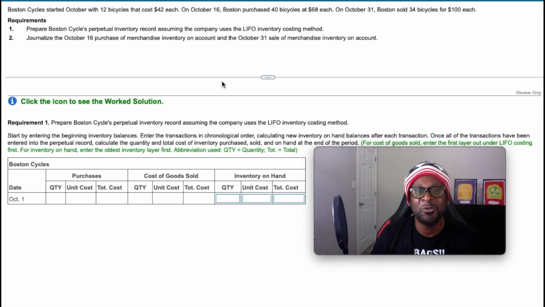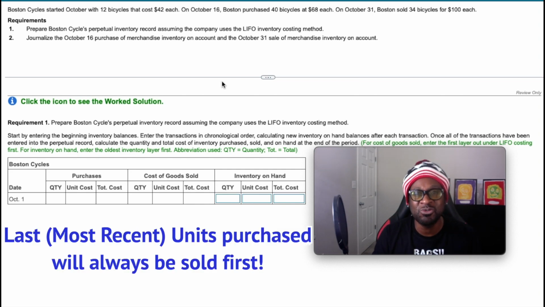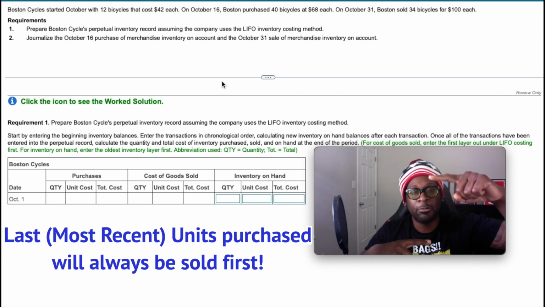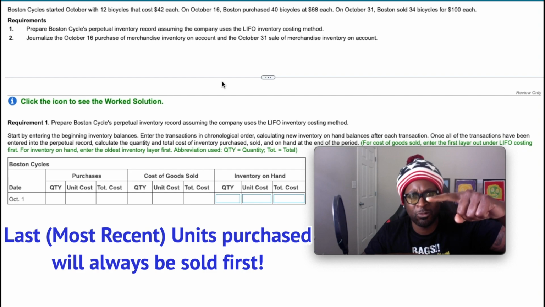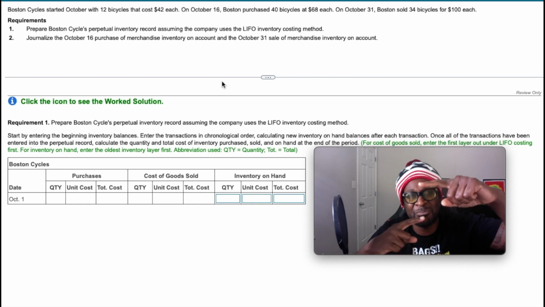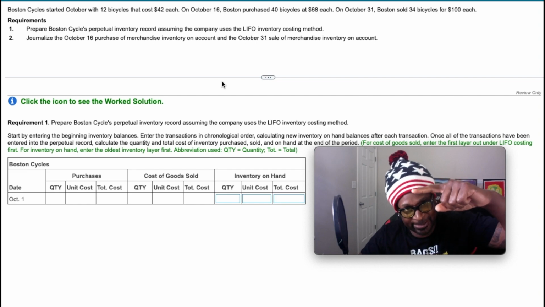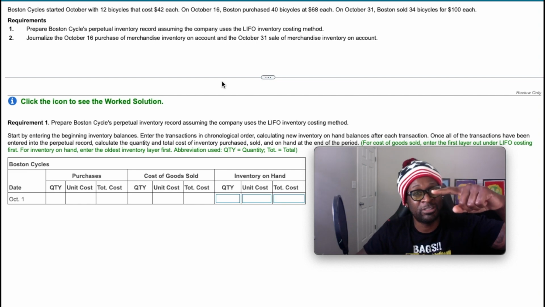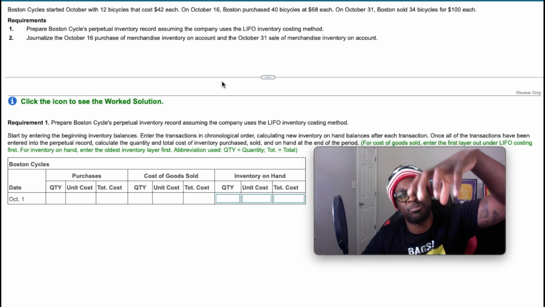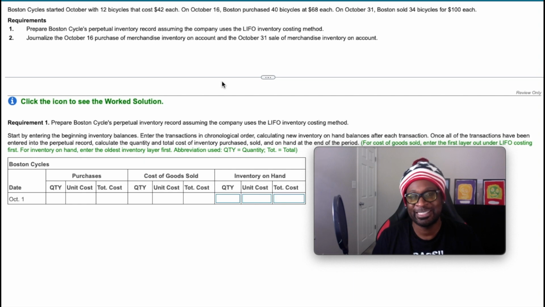So under LIFO, the last units purchased for the period will be the first units to be sold. If we're looking at an imaginary list in my hand right here, and we're utilizing LIFO, the units sold will always come from the last purchases, the bottom of this particular list, gang. Your cost of goods sold will start from the bottom. However, whatever you don't sell, your ending inventory will always sit at the top, the earliest purchases, gang. So with that being said, let's get to the problem.